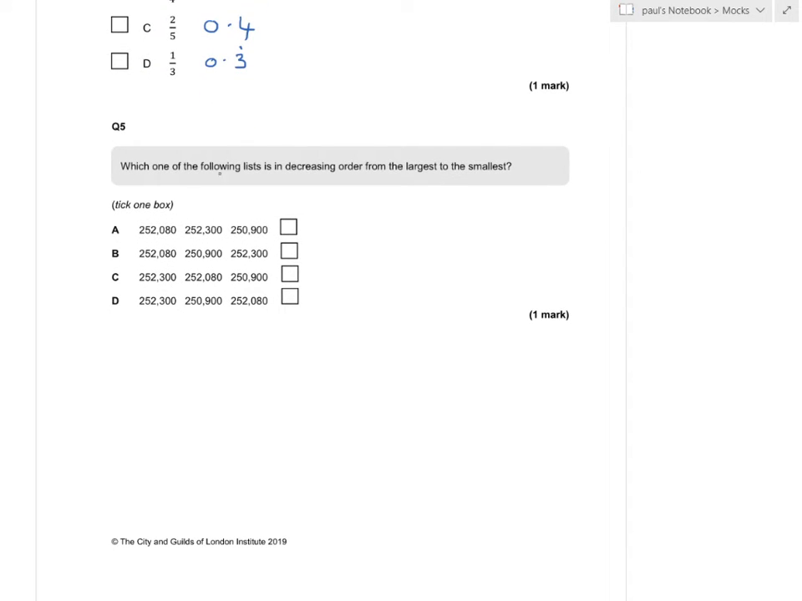Right, which one of these lists is in decreasing order? So it's going down. So just look at the numbers at the beginning, the thousands. 252, 252 possible. 252, 250, 252 has gone back up again, so it's not that one. So it's one of these 2. Now we're going to look over to the hundreds. 300, 80, 250. No, that's going up. So let's double check. 300, 80, 250. So it's that one.